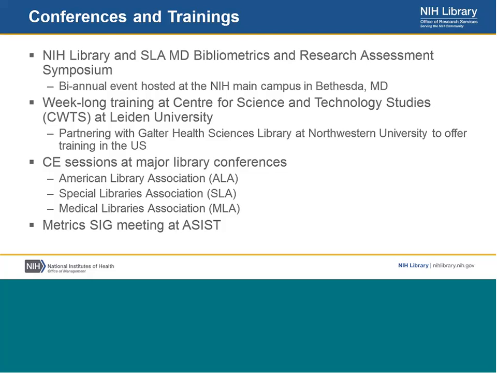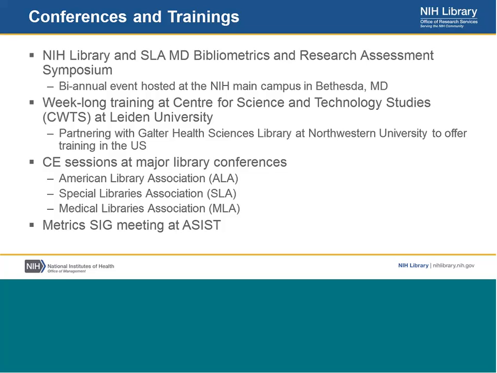If you're looking for additional conferences and trainings to attend, I have to highlight that the NIH Library, in conjunction with SLA Maryland, has produced the Bibliometrics and Research Assessment Symposium on a biannual basis here at the NIH main campus in Bethesda, Maryland. That event has been produced twice at this point in time, and I believe there are still conversations in the works about continuing to host it in the future. Stay tuned. In addition to that, there are week-long trainings available at the Center for Science and Technology Studies at Leiden University, which is located in the Netherlands.